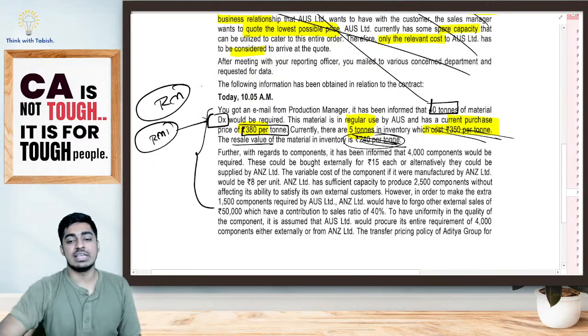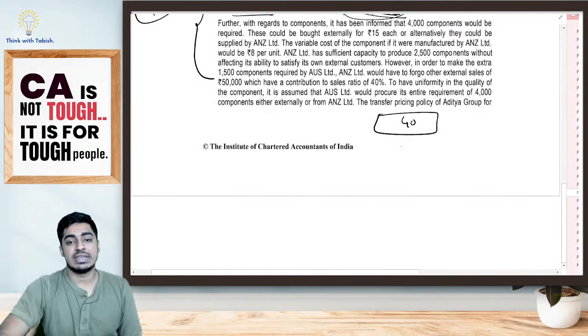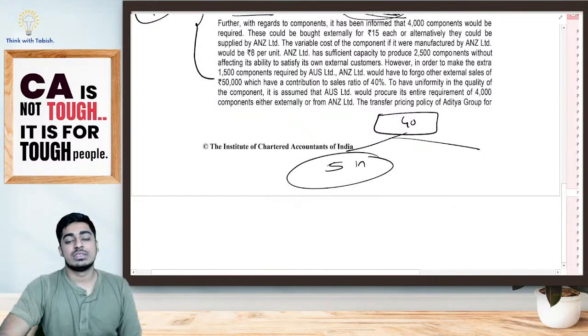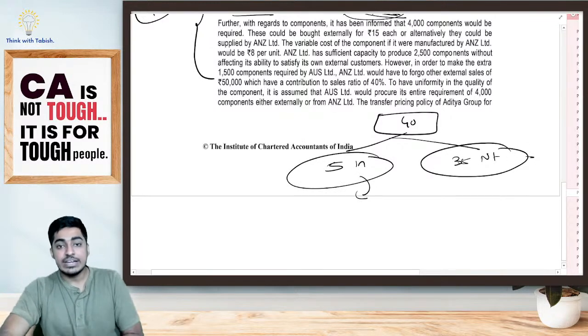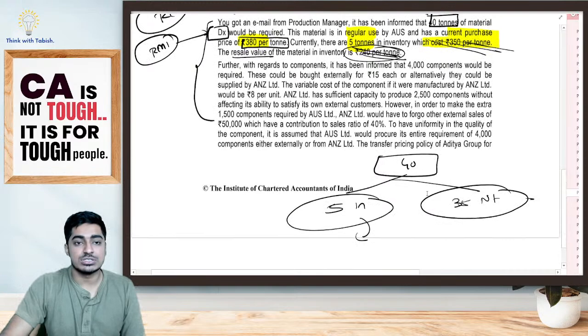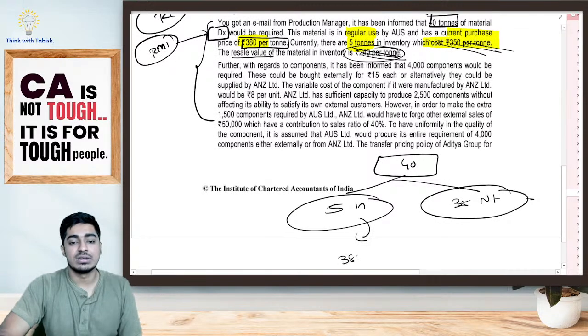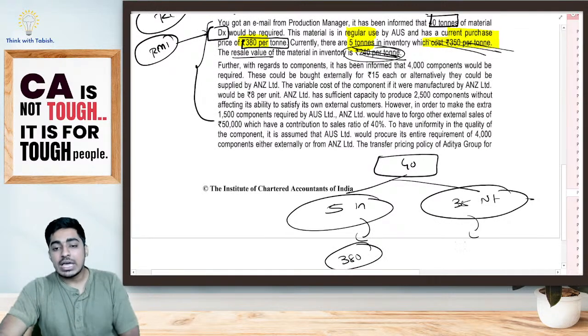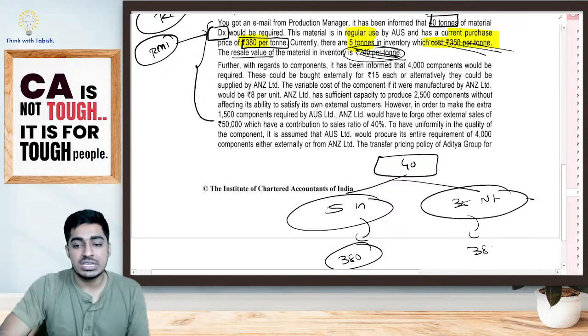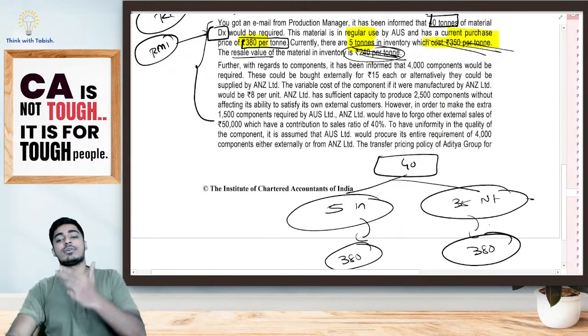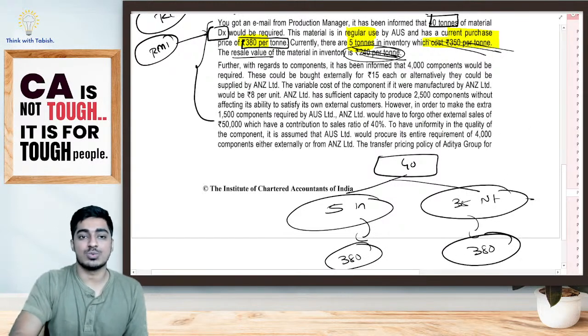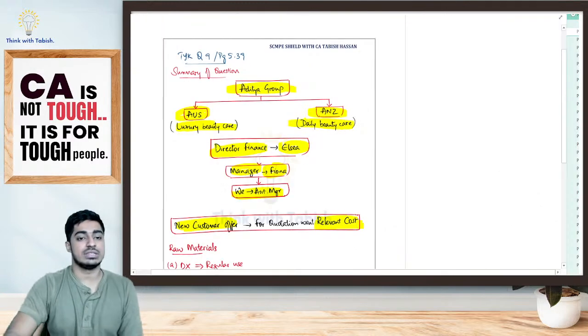What is the question telling? Altogether 40 tons is required. In that, 5 is already in stock, and 35 is not in stock. So the 5 in stock I need to replace, and the replacement cost is going to be 380 per ton. The 35 not in stock, I need to purchase. Purchase cost is 380 per ton. So altogether 40 tons at the rate of 380 per ton is what I am going to incur. Look at this.